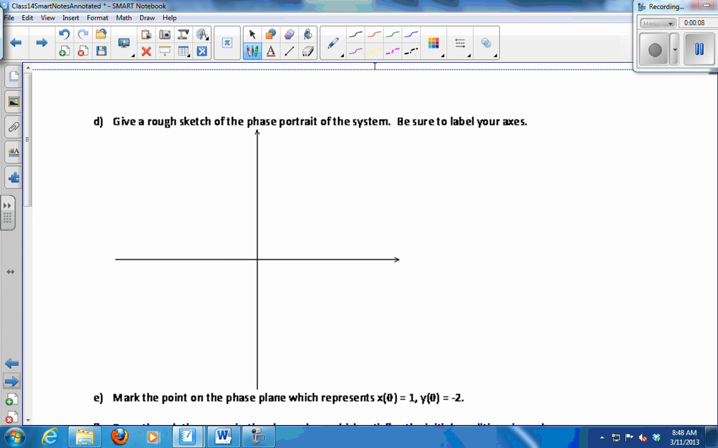Okay, so a rough sketch of the phase portrait. Well, the phase portrait is when you just trace out some solutions from your direction field. So my phase portrait is going to look something like this. You just pick some initial conditions and sketch the solutions.